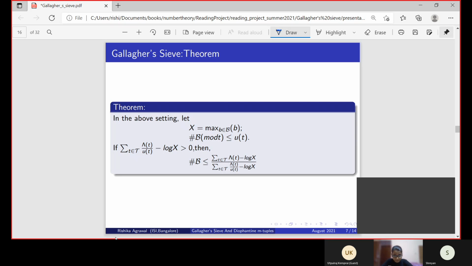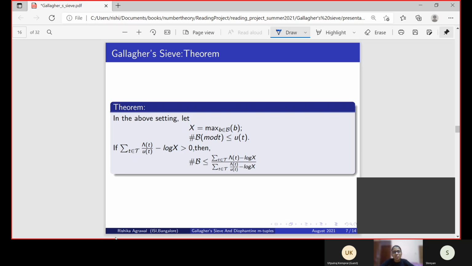Under this problem, the theorem we have is that, given a set B of natural numbers and a set T of prime powers, we define X as the maximum of the set B, and the upper bound that we are stating explicitly is that the size of B mod T is less than or equal to U_T, where U_T is some function in terms of T. Given that the denominator, the summation over T belonging to T of lambda T over U_T minus log X, is greater than 0, we know the bound that the size of B is less than or equal to the summation over T belonging to T of lambda T minus log X, over the summation over T belonging to T of lambda T over U_T minus log X.